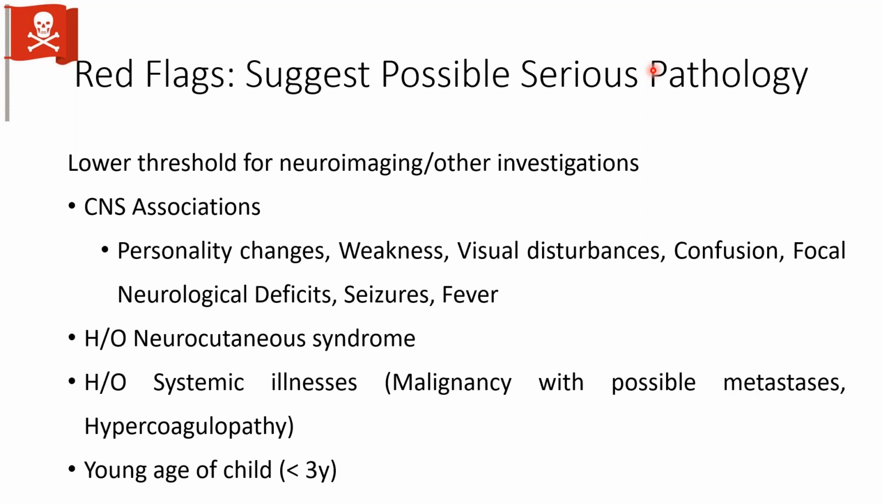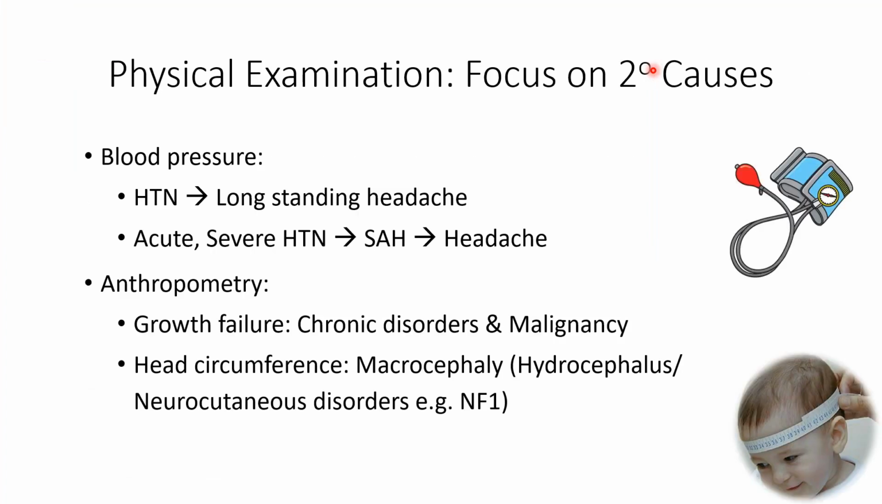Then there may be some history of neurocutaneous syndromes. There may be history of systemic illness, say malignancy with possible metastasis or hypercoagulopathy, and age in children less than 3 years. If any of these criteria or red flag signs are seen, we think more that the cause may be some secondary cause of headache.